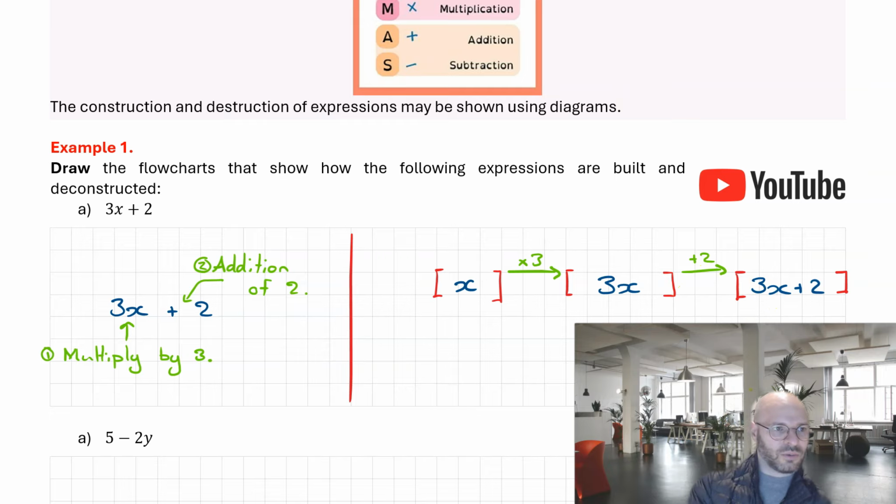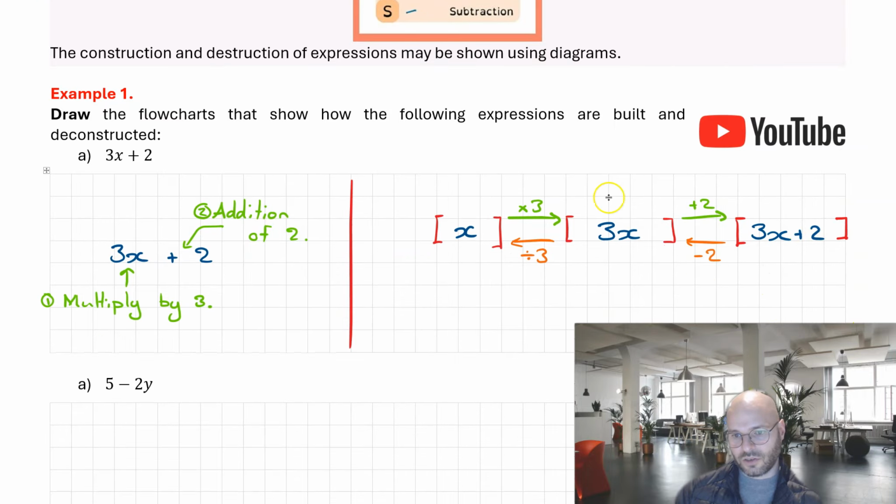Now, let's have a look at how we can deconstruct it. To deconstruct this statement, we do the opposite of what our arrows are showing. So rather than plussing 2, we're going to draw an arrow that points in the opposite direction. To go from 3x plus 2 to 3x, we don't add 2, we take away 2. Similarly, to go from 3x to just x, rather than multiplying by 3, we divide by 3. And therefore, we've constructed a flowchart that shows the construction and deconstruction of the expression 3x plus 2.